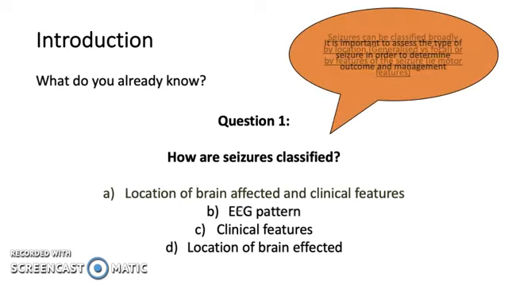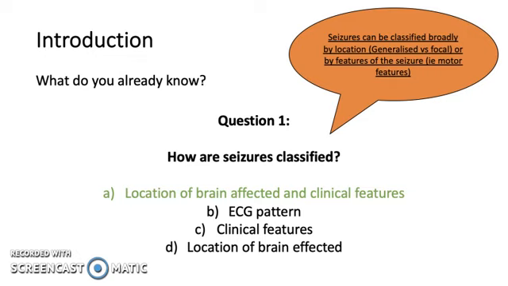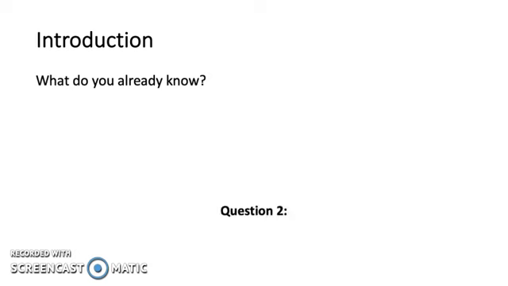That's right, A. Seizures can be classified broadly according to the location of the brain affected, and then more specifically by the clinical features of the seizure. More on this later.